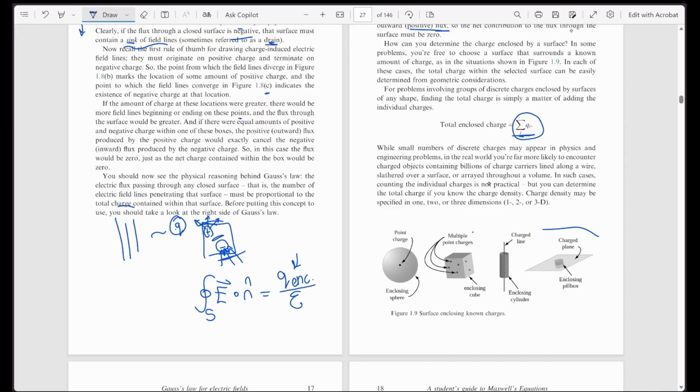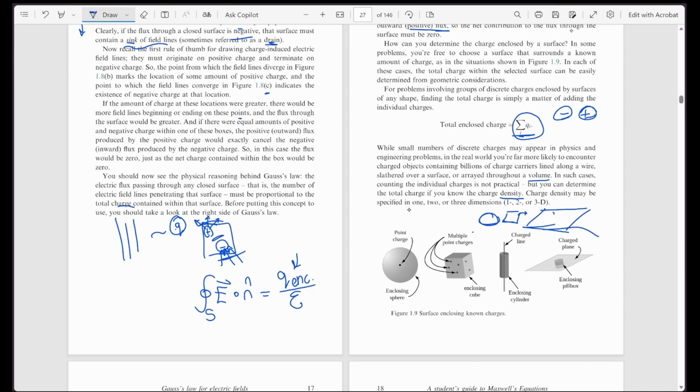A small number of discrete charges may appear in physics and engineering problems. In the real world, we are far more likely to encounter charged objects containing billions of charge carriers. We will not be just adding them together. They're not discrete, so it's not like 2 or 3 charges that we could sum. It's billions of charges on the surface or in a volume. In such cases, counting the individual charges is not practical, but you can determine the total charge if you know the charge density. So, for example, if we know there are a specific number of charges per specific area, we could just integrate over that area to find the total number of charges on the total area.